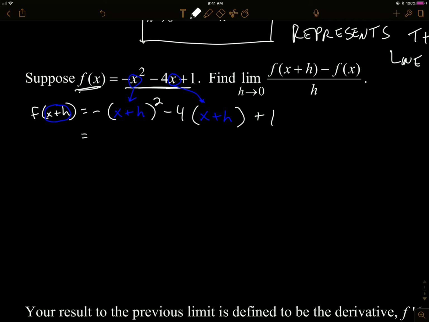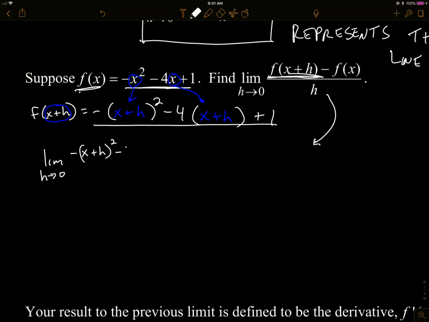You can simplify this now or you can do it later. I'm going to go ahead and do it later. So now I've got the pieces that I need to find the limit of my difference quotient. So I'm going to take the limit as h approaches 0 of f of x plus h. That's this expression, right? So negative x plus h squared minus 4 times x plus h plus 1, minus f of x. F of x is this expression.